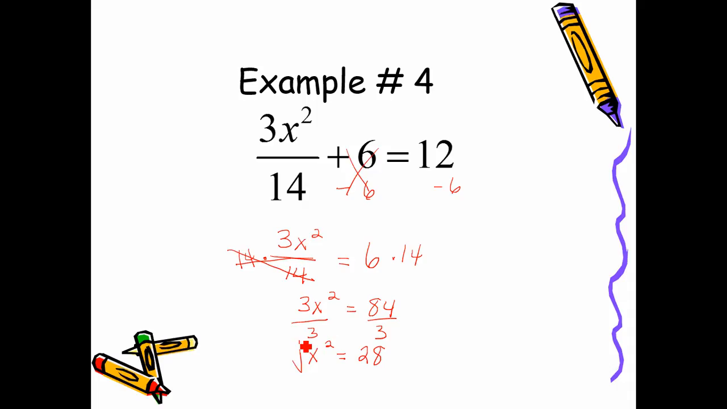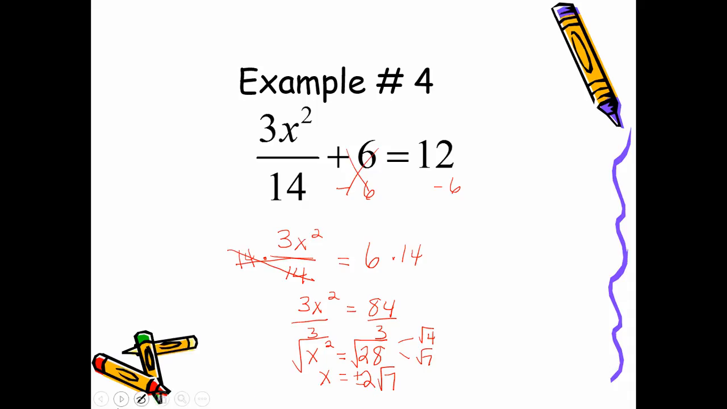And then last but not least, I'm back to the square root part. So I would square root both sides, and I'd have x equals the square root of 28, sorry, which I would split apart into 4 and 7. The square root of 4 is 2. The square root of 7 I'm going to leave alone, and then plus or minus in front.